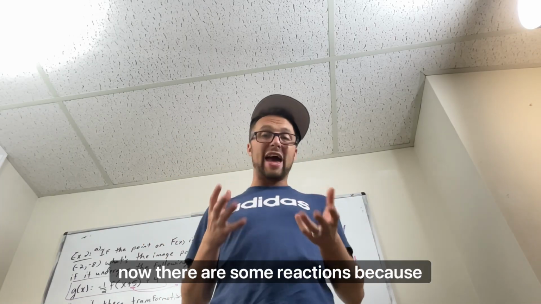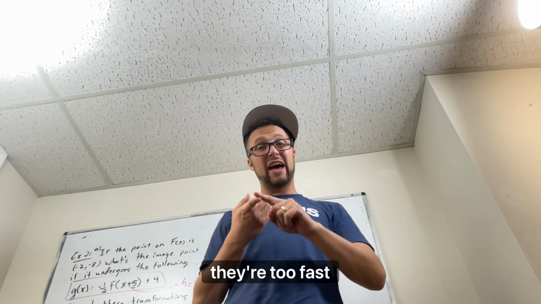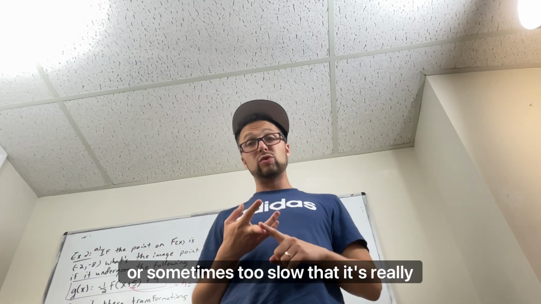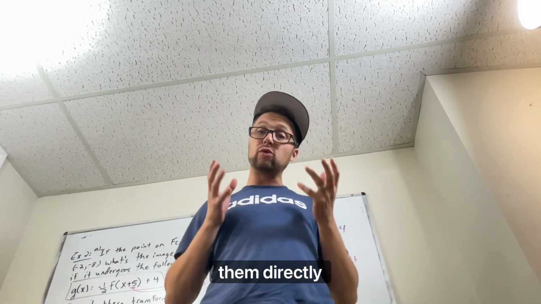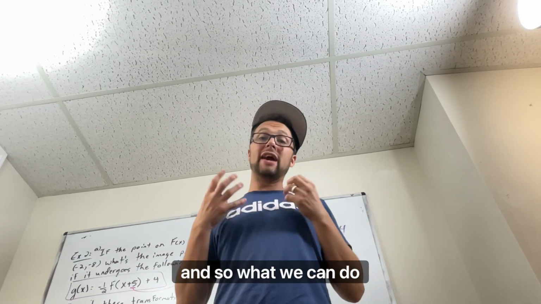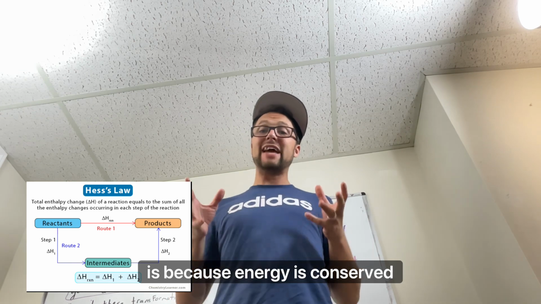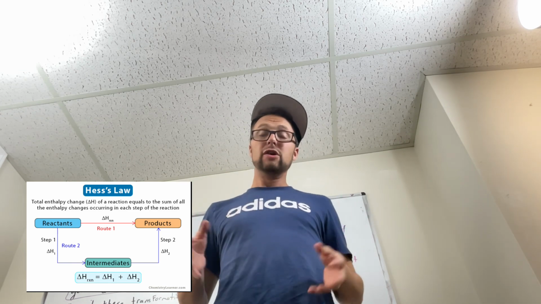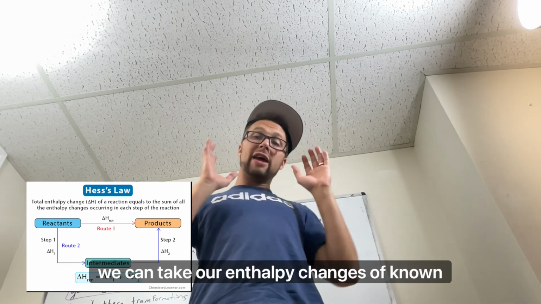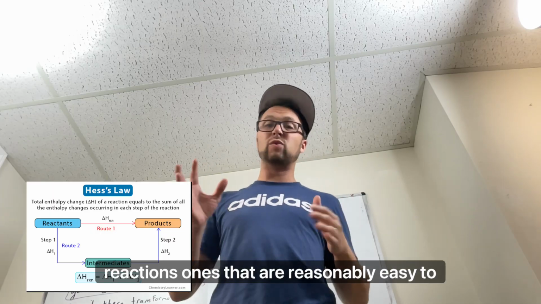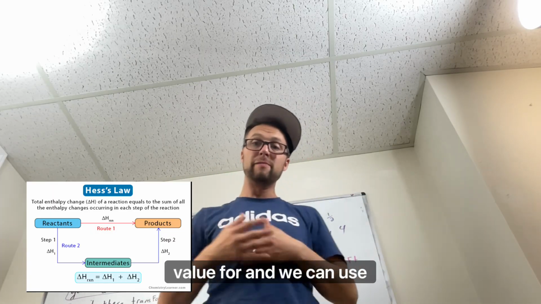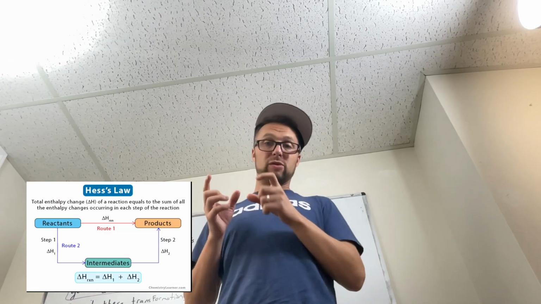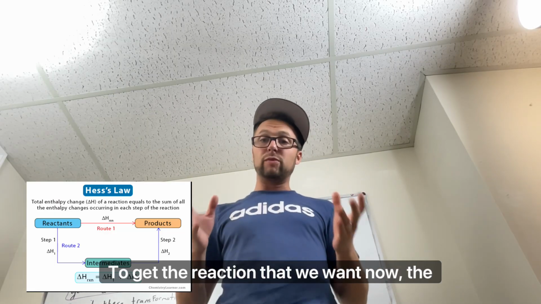Now, there are some reactions that are too fast or sometimes too slow, so it's really difficult to measure their enthalpy change directly. And so what we can do, because energy is conserved, is take the enthalpy changes of known reactions, ones that are reasonably easy to test and to obtain the enthalpy change value for, and use those to get the reaction that we want.